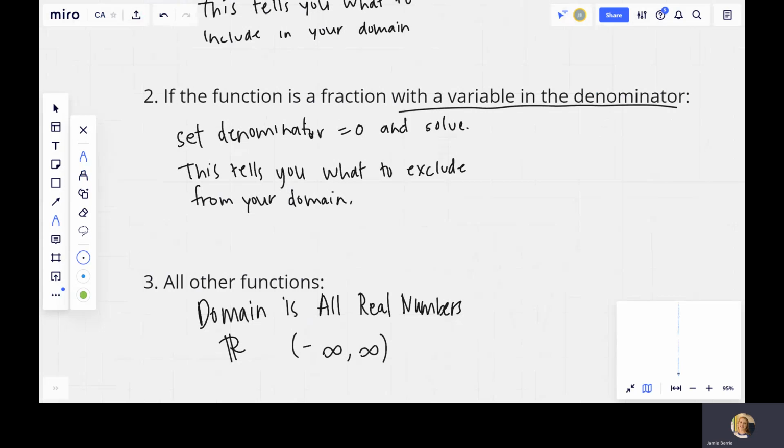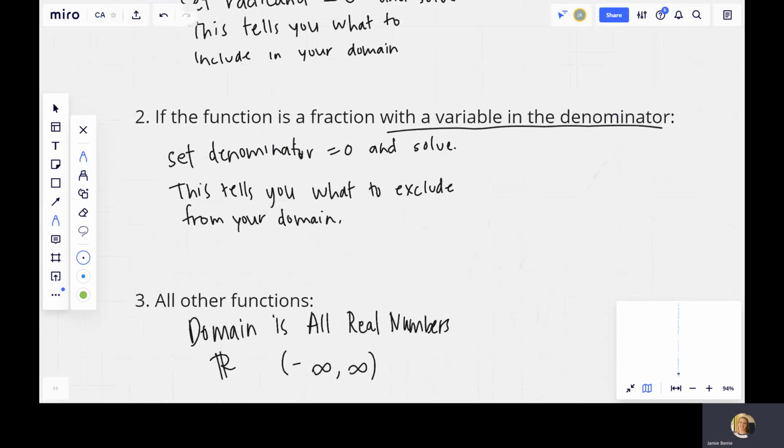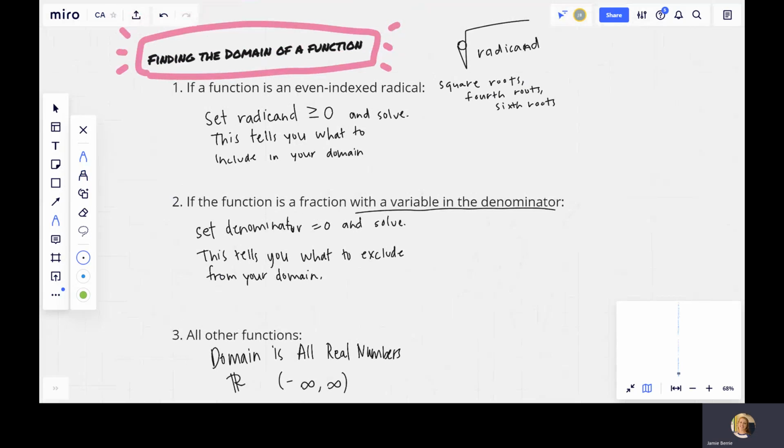So for all other functions, that means the only two functions that we have to worry about are even indexed radicals, like square roots, fourth roots, sixth roots, and fractions where we have a variable in the denominator. All right, so let me put all three rules on the page at one time. Maybe you can take a screenshot of this. Like I said, these rules keep coming up throughout this class. The questions where you have to find the domain of a function will keep coming up. So it's very important that you know these rules.